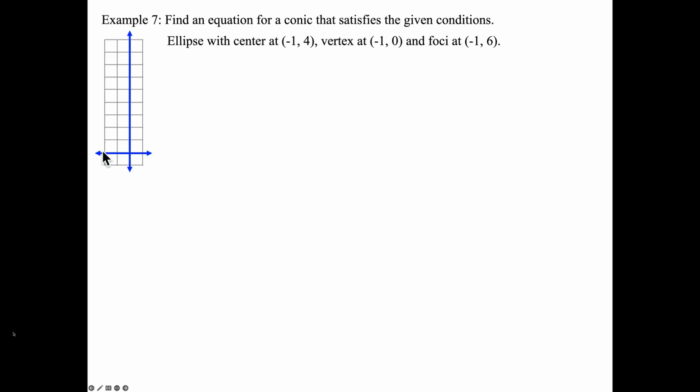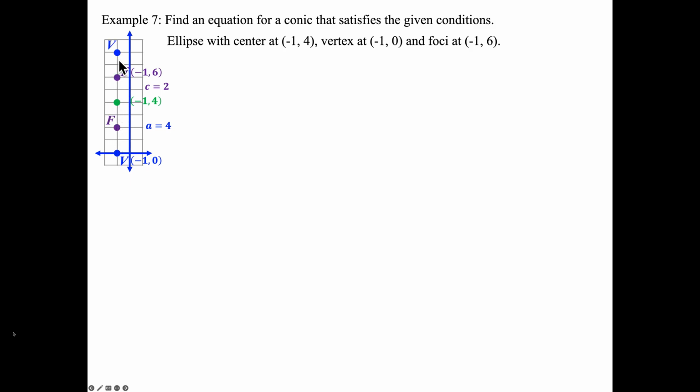So let's build our xy coordinate plane. We'll plot our center at negative 1, 4. We'll plot our vertex at negative 1, 0. That tells us right now that our A value will be 4. Plot your foci at negative 1, 6. That tells me my distance for C is 2. And based on the changes of these points, we have a vertical ellipse.